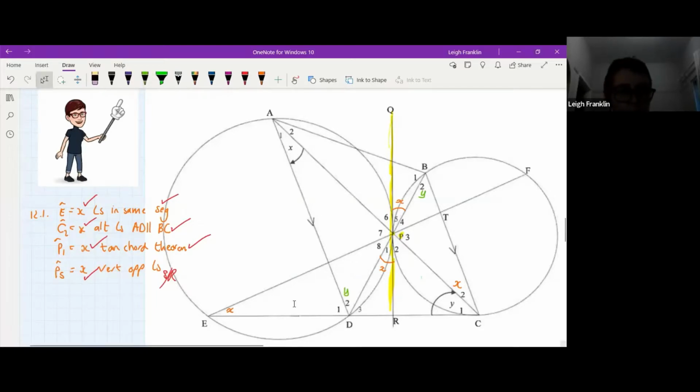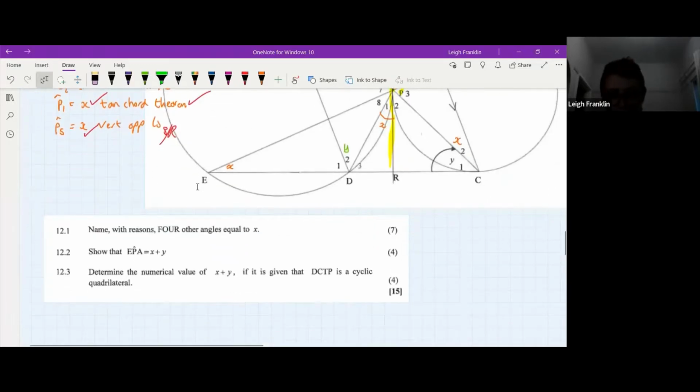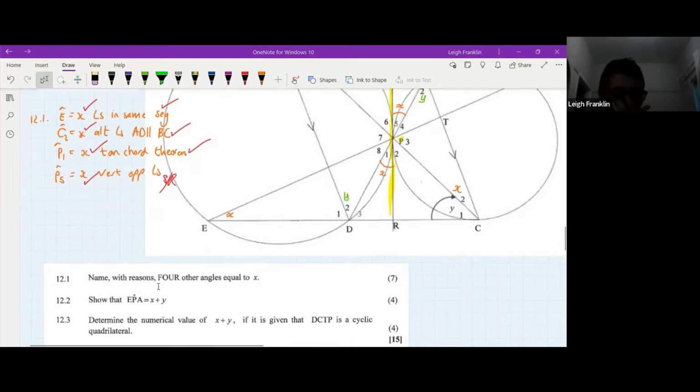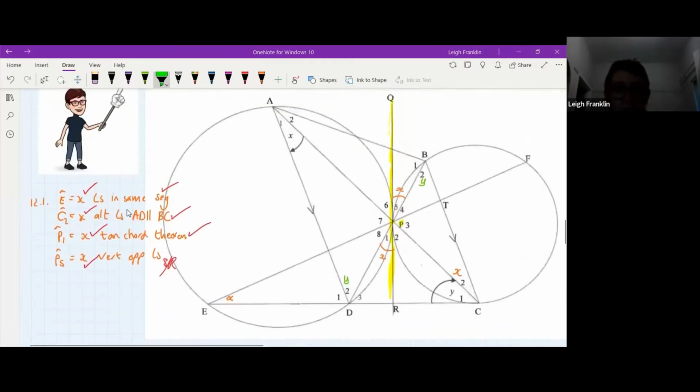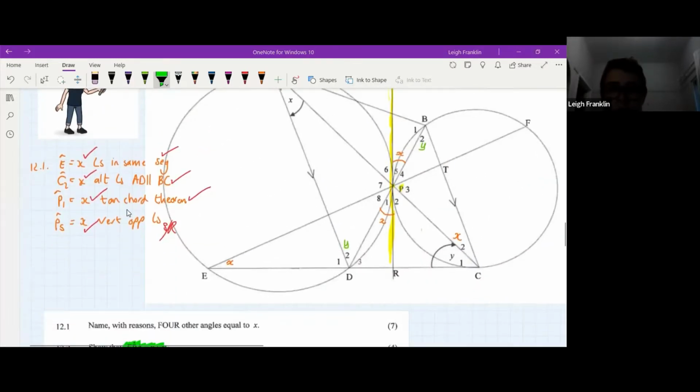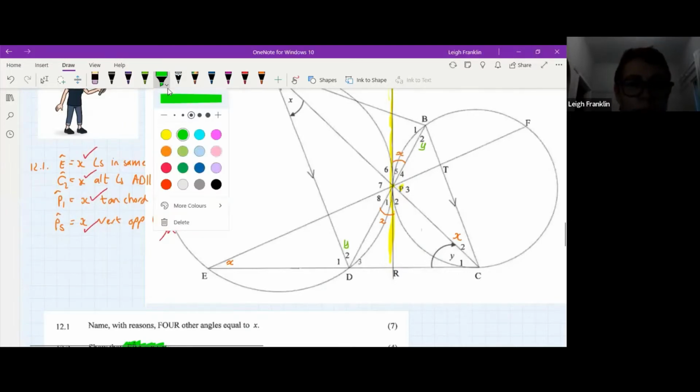But let's just have a look at the question so that we can see where we're headed. I don't know if we're going to be able to do all of this, but let's at least try and do some. Okay, now they want us to show that EPA is equal to X plus Y. Now that's also a difficult question. It's not obvious where we need to start. So let's first identify where EPA is. This is where I think your highlighter is such an important tool in geometry. Let's highlight this angle EPA.